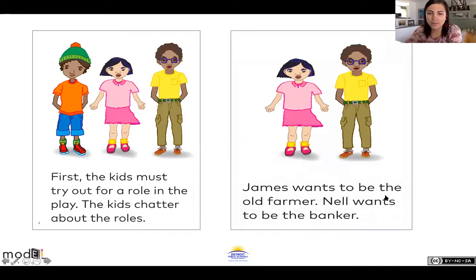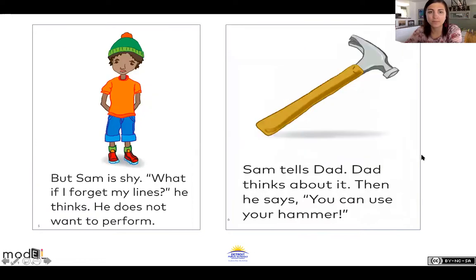James wants to be the old farmer. Nell wants to be the banker. But Sam is shy. What if I forget my lines? He thinks. He does not want to perform. Look at his face, facial expression. Does he want to perform? No. He's like, I'm gonna forget my lines. People are gonna laugh at me. He doesn't want to perform.